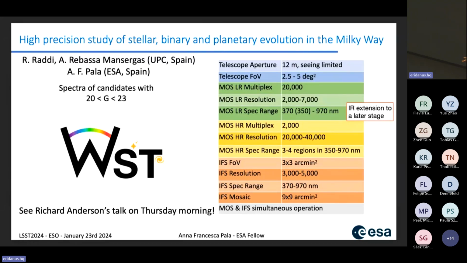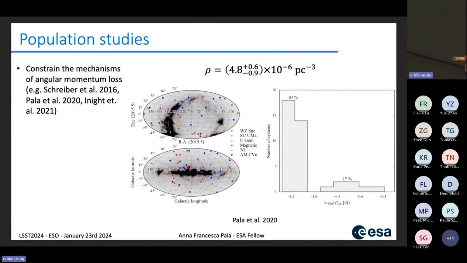Okay, so basically we have all the tools to build complete samples of accreting white dwarfs. What are we going to do with those? What is the science that we can do? We definitely want to carry out population studies. With volumes that are complete and as pure as possible, we can derive the space density. We can constrain the space density much better than has been done with the 150 parsec sample. We can derive the period distribution, and the period distribution is important because accreting white dwarfs evolve from long towards shorter orbital periods.